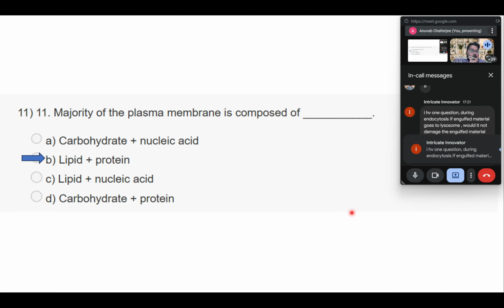Okay, so we have a question. During endocytosis, if engulfed material goes to the lysosome, would it not damage the engulfed material, such as proteins, due to low pH? Yes, that is the idea.